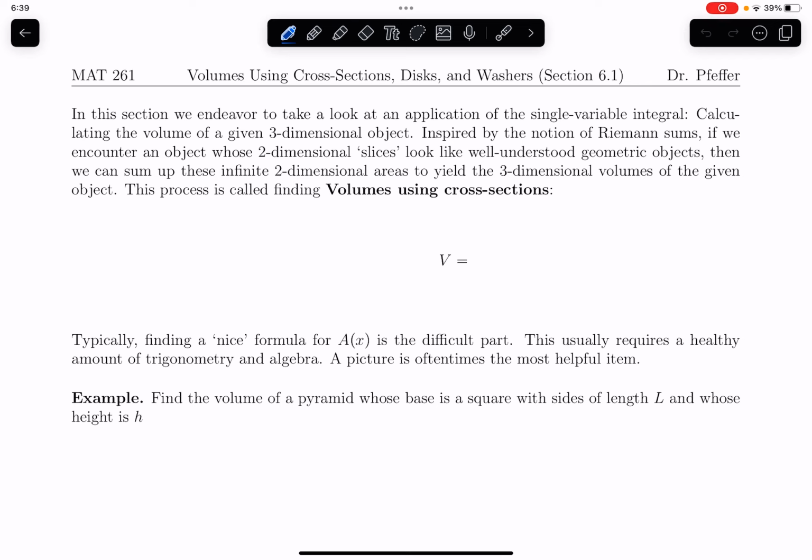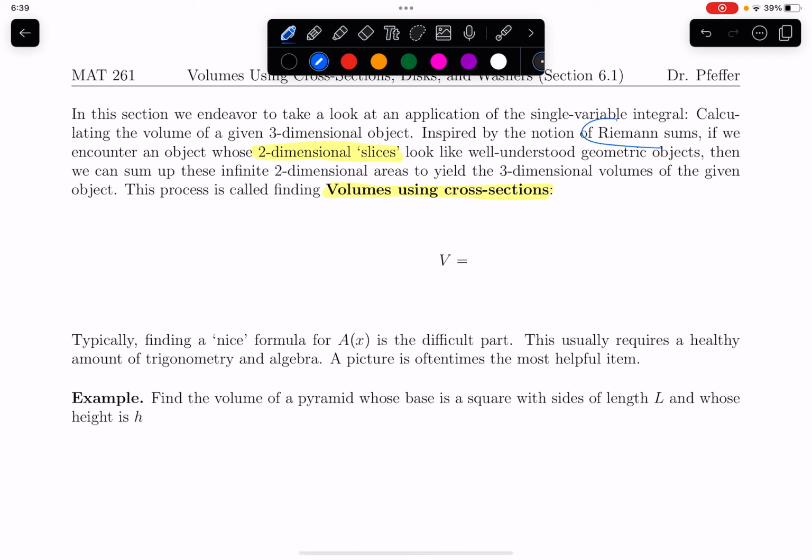The first process that we're going to discuss is going to be known as computing volumes by using cross-sections. More or less, what this means is that we're going to take 3-dimensional objects, we're going to look at 2-dimensional slices, and we're going to add them all up. And this is going to be eerily reminiscent of what we did when we talked about Riemann sums. So we're going to take our 3D object, chunk it into a bunch of infinitely thin pieces, compute the individual areas or volume contributions, and then we're going to add them all up.